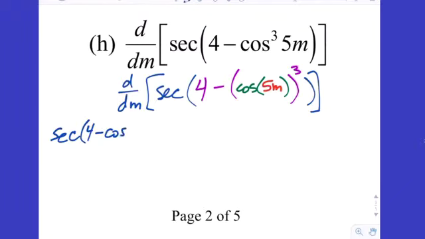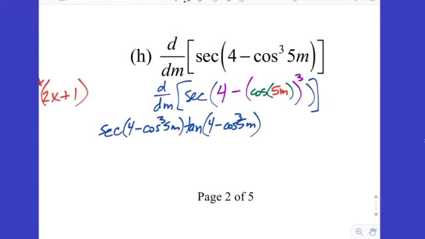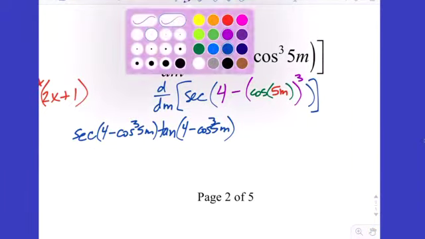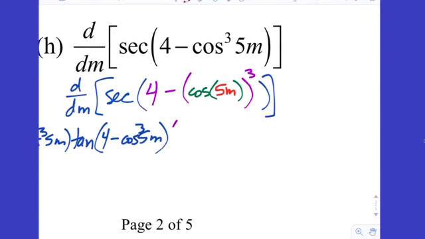4 minus cosine cubed of 5m, secant times tangent of the same blob, 4 minus cosine cubed of 5m. So there, that takes care of the secant layer. And now you go inside one layer and you spot the purple layer. So I'm going to put parentheses, which is a good idea because, remember, you're going to be multiplying by factors and sometimes factor groups. And those factor groups can have multiple terms.